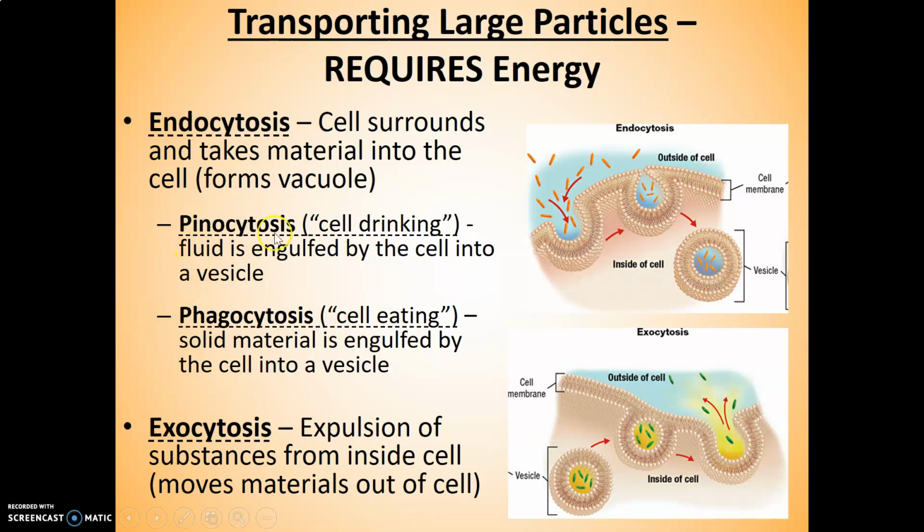So pinocytosis is cell drinking. It's when fluid is engulfed by the cell. And phagocytosis is cell eating, when you have solid material engulfed by the cell. And then exocytosis is expulsion of substances from inside the cell. So it's going to move things out of the cell. These would be things like waste or larger particles that the cell needs to get rid of. Again, both of these require energy.